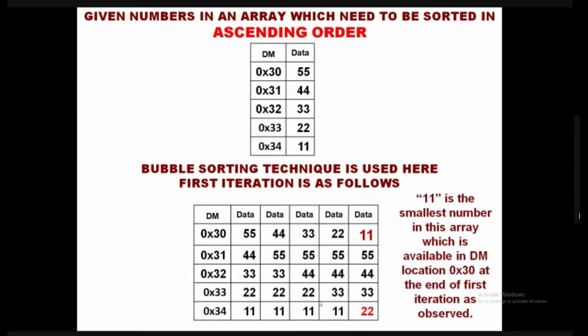So among the 5 numbers, by doing 4 comparisons, we have identified the smallest number in the array. This is very interesting, right? Finding the smallest number in a particular array, this alone is sufficient, right? Among 5 numbers, 11 is the smallest number in this array, which is available in data memory location 30 at the end of the first iteration.